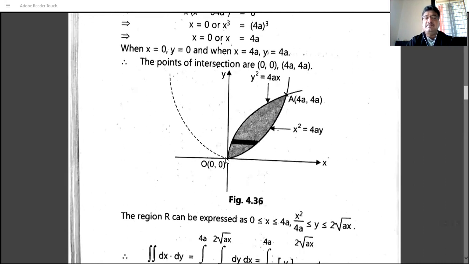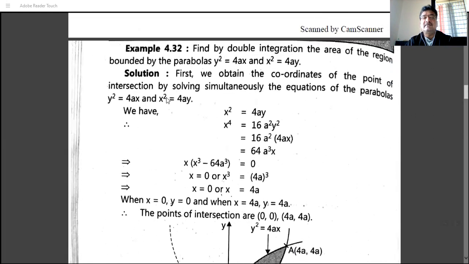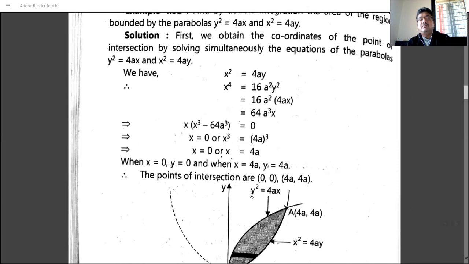Okay, now first find the point of intersection of these two parabolas. So solve the two equations simultaneously, that is, solve y² = 4ax and x² = 4ay for x and y. So we get the coordinates of the intersection point. So x² = 4ay. Substitute y as root 4ax, and then square both sides.